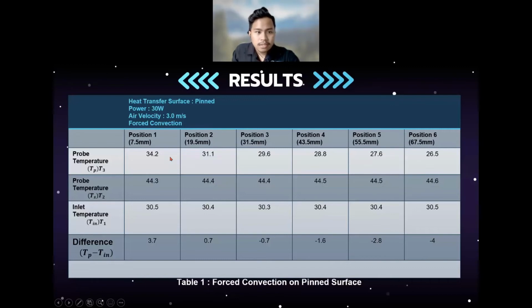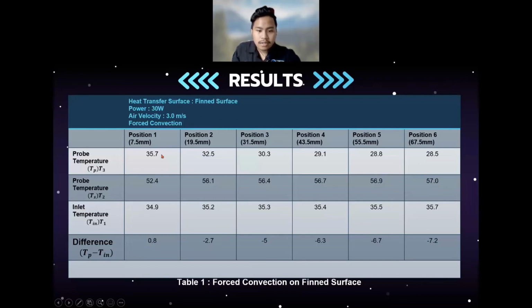The highest is 34.2 at position 1. Probe temperature T2, the highest is 44.6 at position 6. And inlet temperature T1, the highest is 30.5 at position 1 and position 6. For the difference temperature, Tp minus Tin, the highest is 3.7.